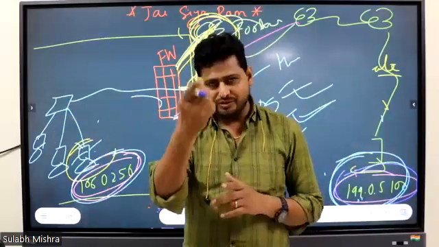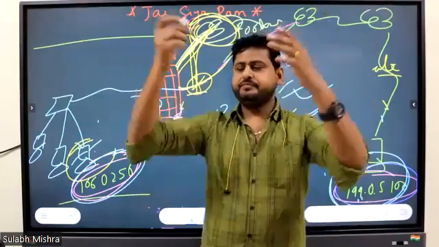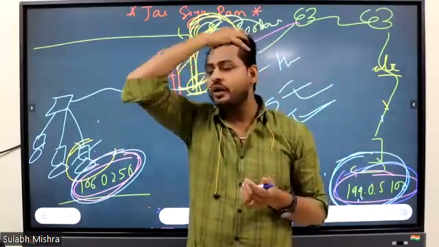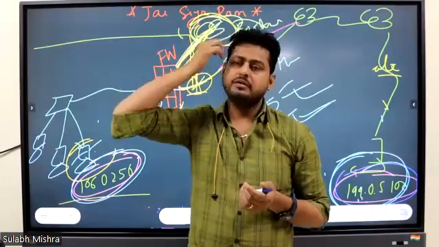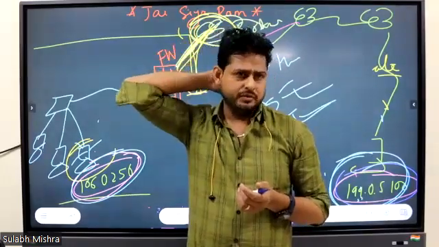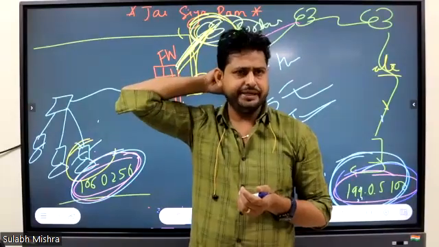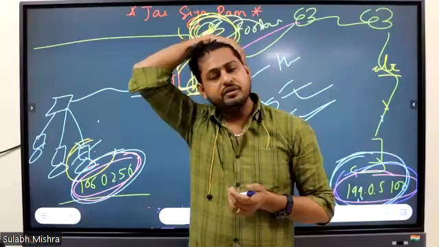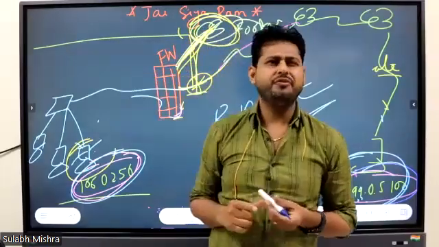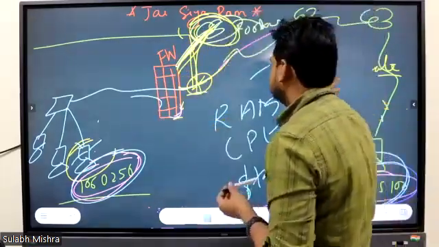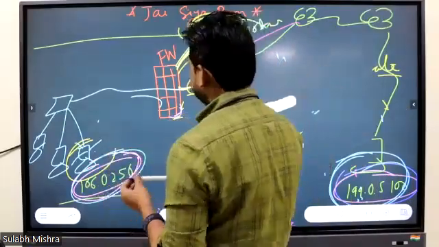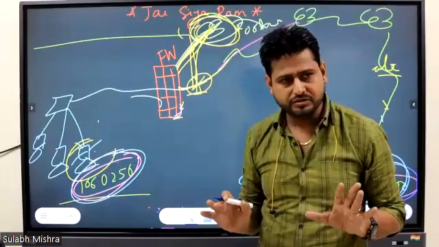Sure, why do we need a physical firewall? Why do we need physical hardware for a firewall? Why is software not enough? Because a firewall is very critical. That is the reason firewalls come as hardware and software both.